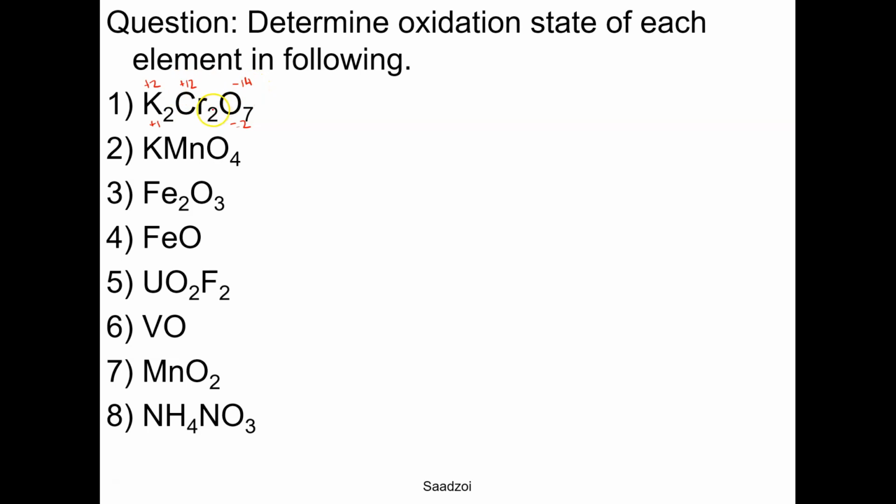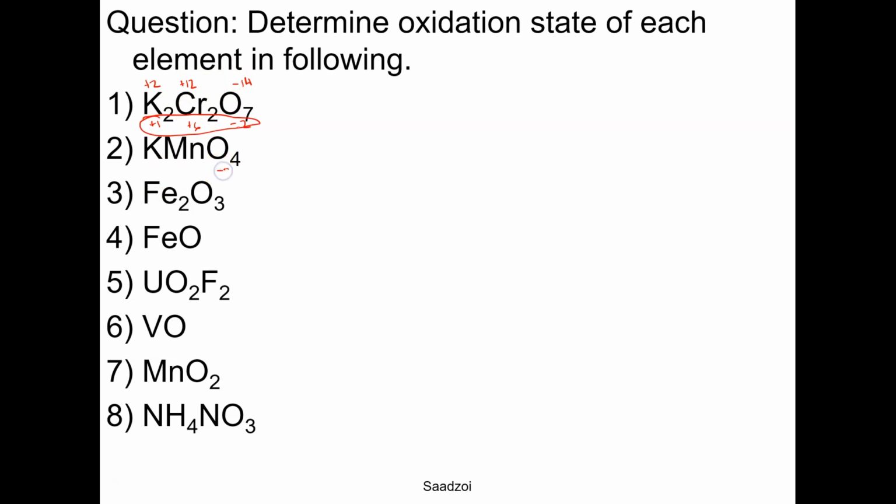So to get my chromium's charge now, I'm going to do +12 divided by 2. So you divide the charge overall by the subscript. So it gives me a +6. So these are my oxidation states. These are the numbers I'm interested in. The top is just there for counting. We don't do anything with it. So be aware of that.